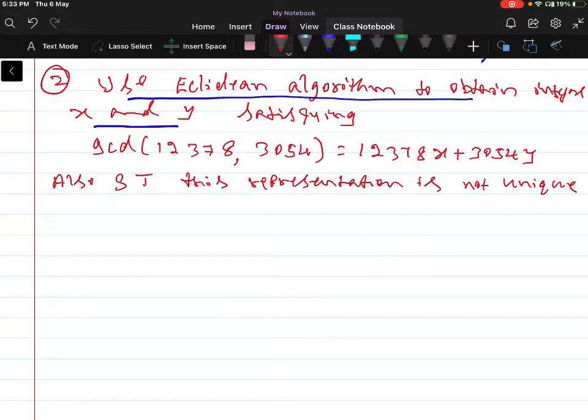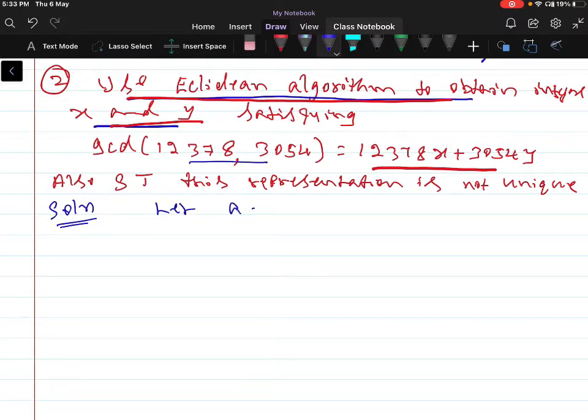Move to the next problem. Use the Euclidean algorithm to obtain integers x and y satisfying the relation GCD of 12378, 3054 is equal to 12378 into x plus 3054 into y. And also you have to show that this representation is not unique. Now let us move to the solution. First let us find out the GCD of the given integers. So let us take a is equal to 12378 and b is equal to 3054.